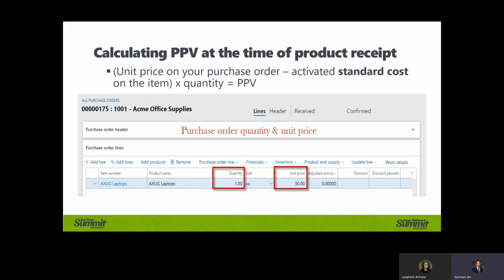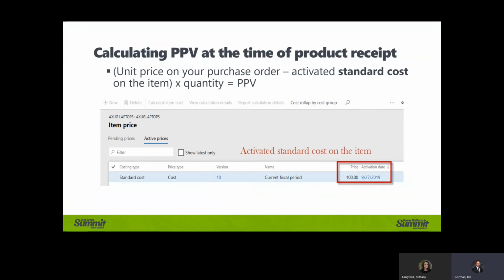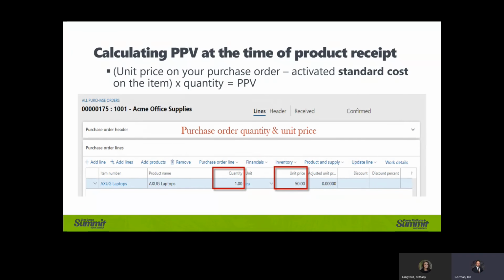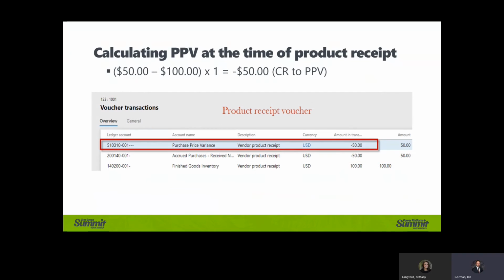If this item itself, the AXUG laptops, has a standard cost of $100, but was purchased at a unit price of 50, then our formula is as follows: $50 minus $100 times the quantity. So this would be a credit to PPV of $50. So again, it's the unit price on your purchase order minus the standard cost price on that item. Very straightforward, but often can be confusing when we have other variables in play.